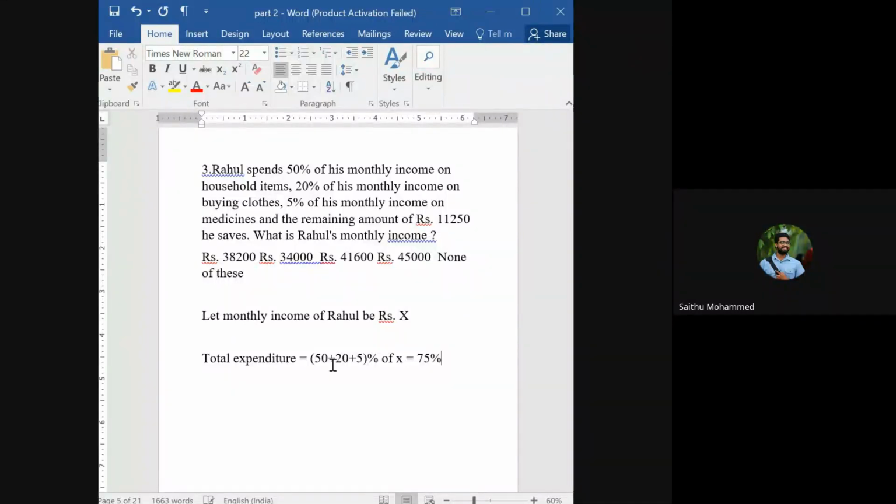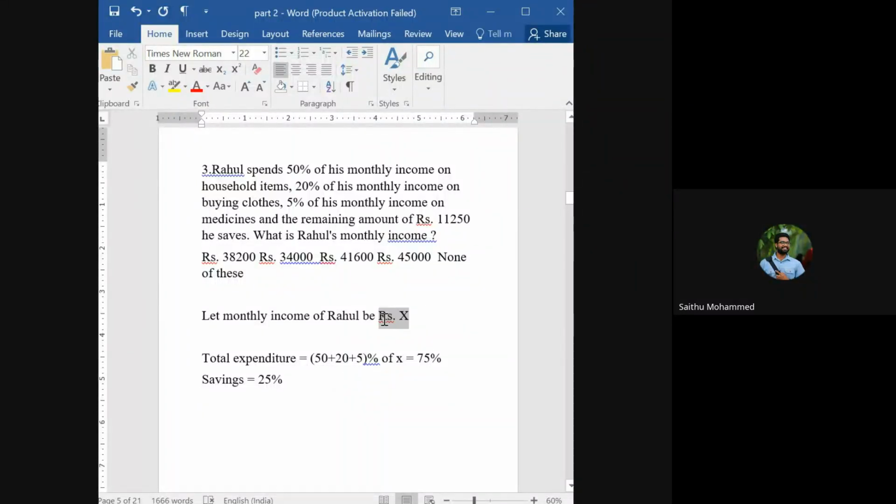This is also very common. If he is spending this much, that means his total expenditure will be 75% when we are taking it into percentage. So we know that the remaining amount will be 25%. So his total savings will be 25%, right? So 75 plus 25 equals 100, right? That is what his income is. Now, when we are getting a question like this, what we are actually aiming for is to make a mathematical formula out of it, so that we will be able to solve for X.